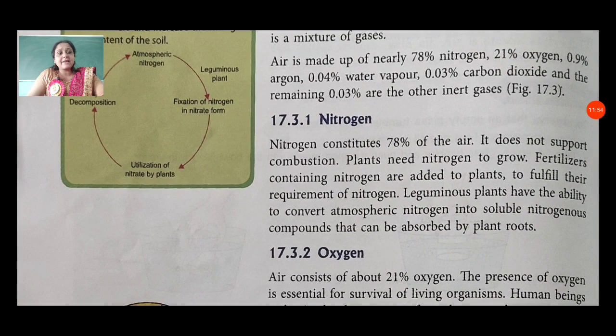Among them, first is nitrogen. Nitrogen constitutes 78% of the air. It does not support combustion. Plants need nitrogen to grow. Fertilizers containing nitrogen are added to plants to fulfill the requirements of nitrogen. Plants cannot absorb atmospheric nitrogen directly, so it is converted into soluble nitrogen compounds that can be absorbed by plant roots. They are converted into other forms because these are easily absorbed by the roots of the plants.